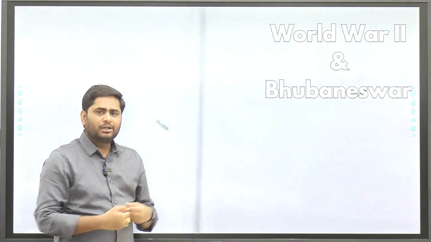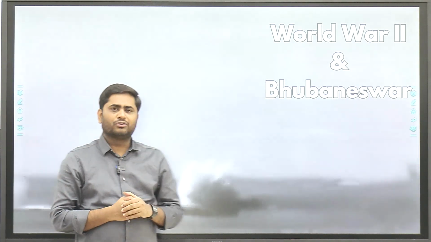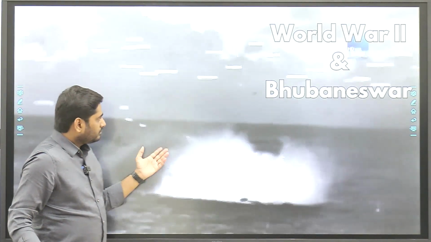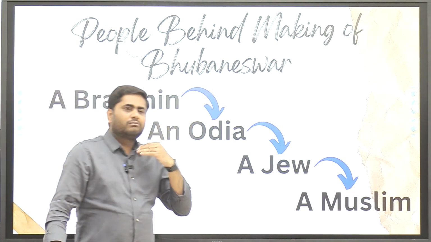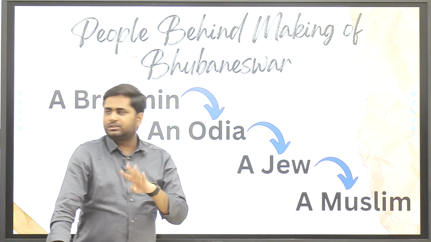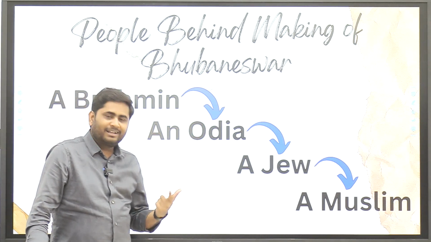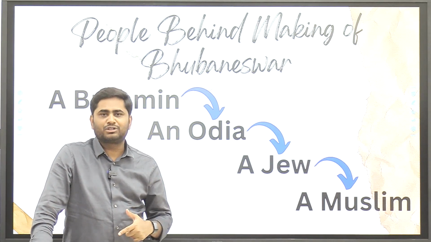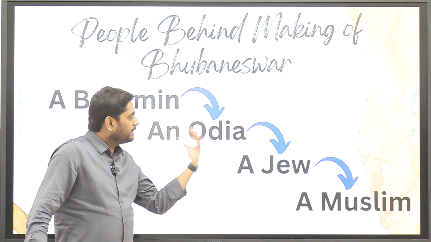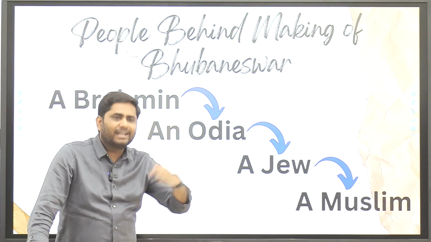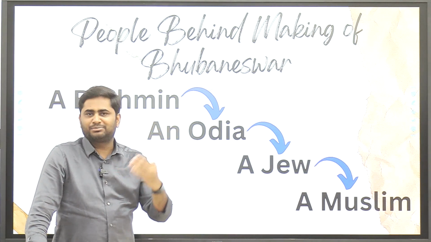Moving on a little bit into history, after World War II is over. Now, if you look at Bhubaneswar, the whole city came to be because of four groups of people. That is, there was a Brahmin, there was an Odia, there was a Jew, and there was a Muslim. And I will tell you who these groups of people are and how they created our city, that is Bhubaneswar.